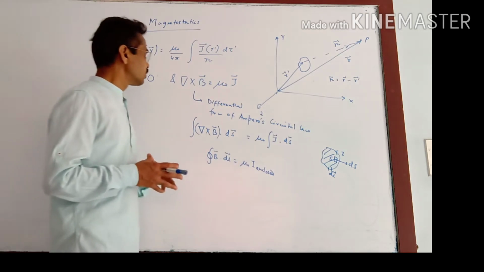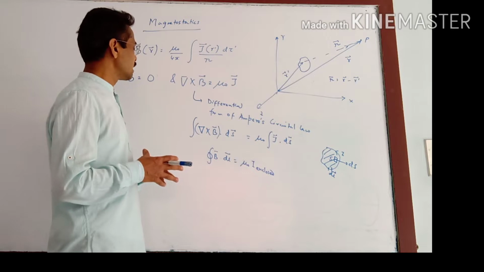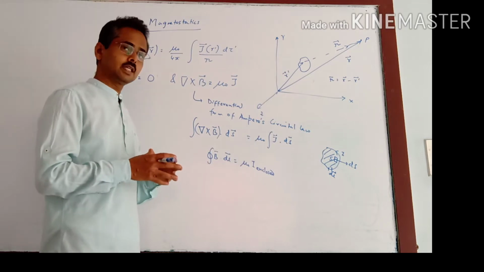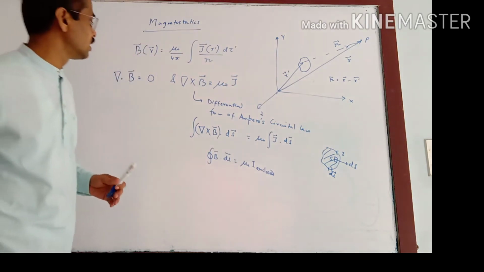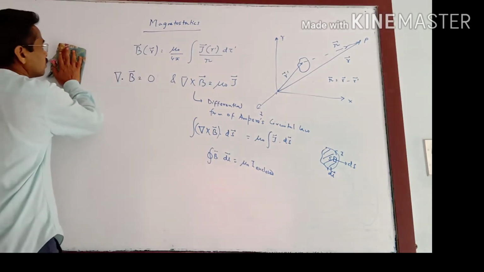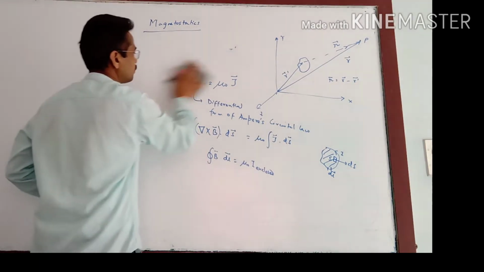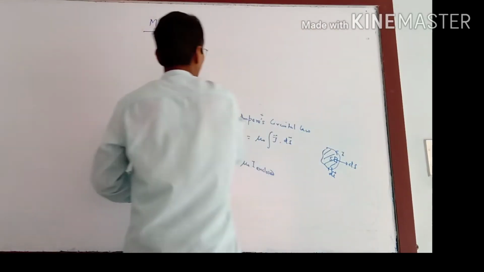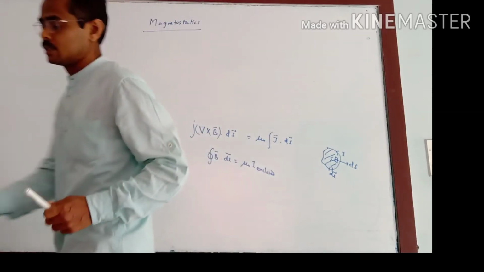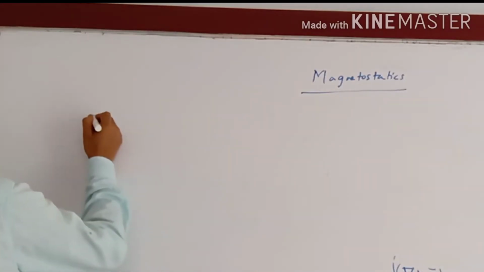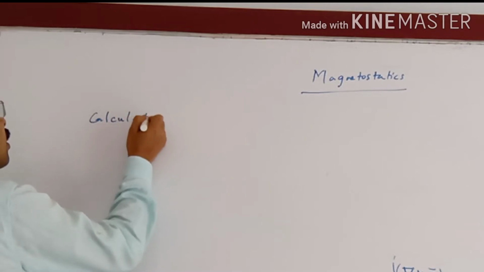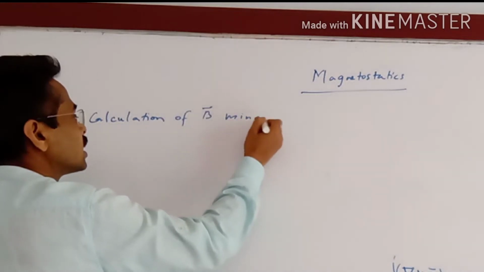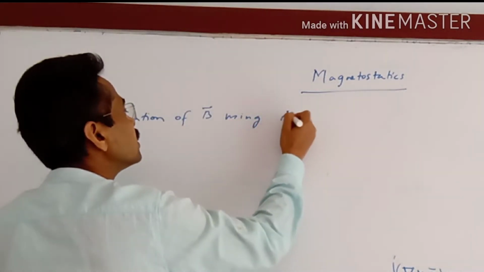We would now like to use this particular expression for Ampere's circuital law to find the magnetic field for different cases. Let us first of all use Ampere's circuital law to find the magnetic field in the case of a straight wire, that is, an infinite straight wire. Calculation of B using Ampere's circuital law.